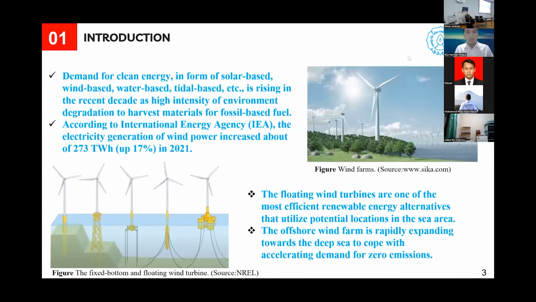Floating wind turbines are one of the most efficient renewable energy alternatives that utilize potential locations in the sea area. In recent years, the offshore wind farm has been rapidly expanding toward the deep sea to cope with accelerating demand for zero emission. The figure on the left shows the platform structure of the fixed bottom and the floating wind turbine.